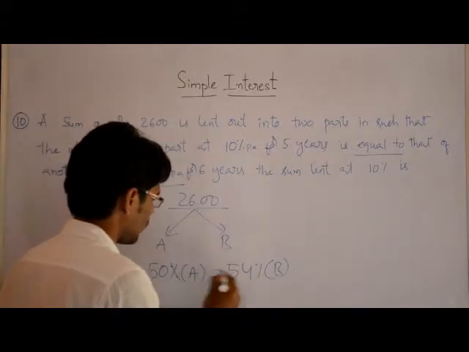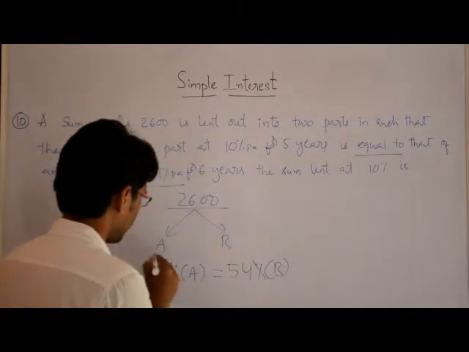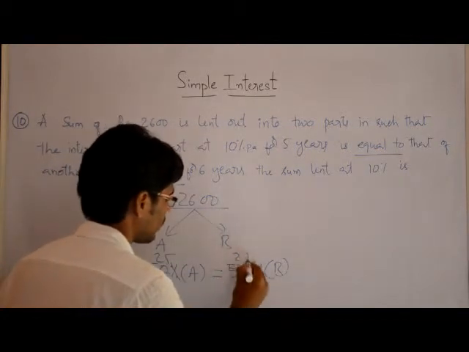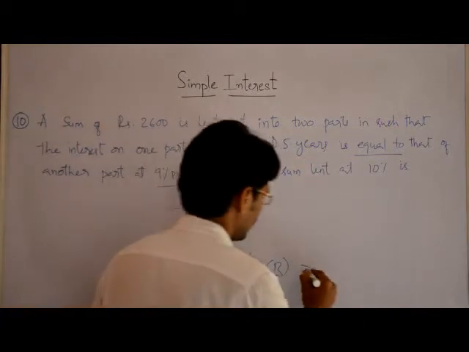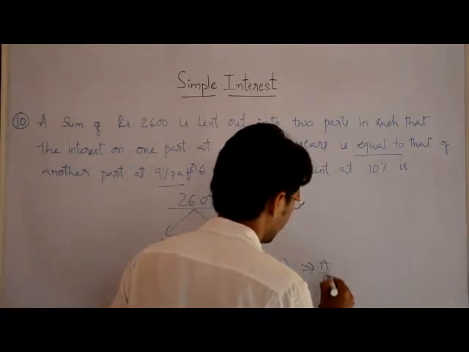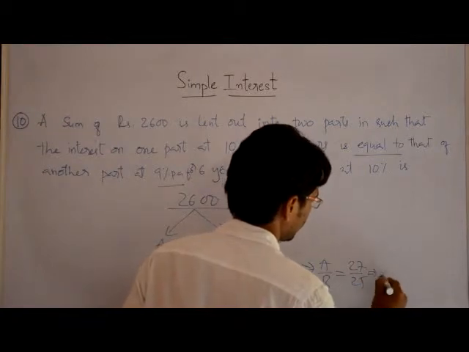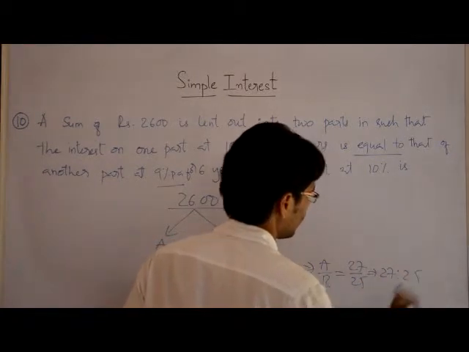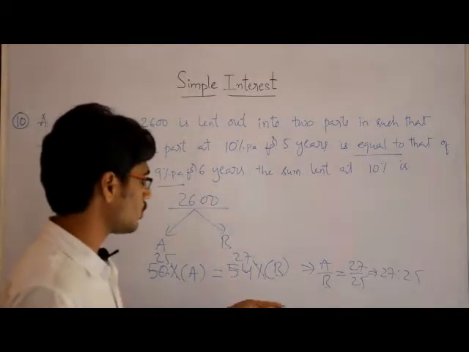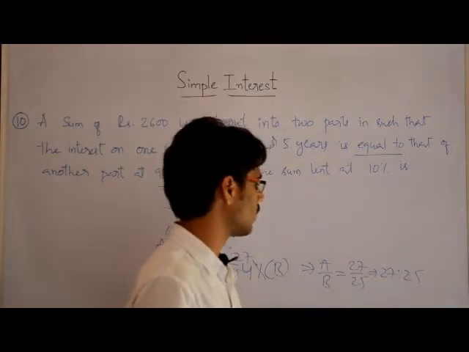Percent means divided by 100, so on both sides we can cancel it. 25 twos are 50, 27 twos are 54. So A by B equals 27 by 25. So the ratio is 27 is to 25. So A is to B equals 27 is to 25.